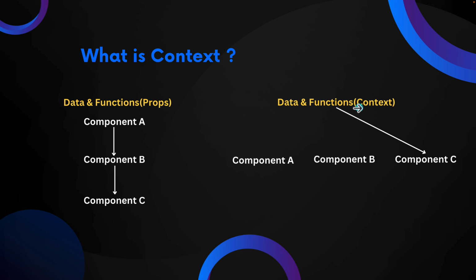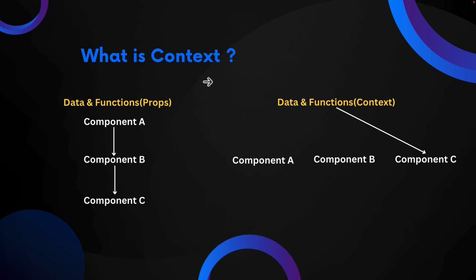So we need a solution to this prop drilling problem, and that solution is to create a context. In the case of context, we create data and functions in one of the components, and we pass them to a context. Whenever some other component requires that data and those functions, we don't have to pass them from one component to another, but instead we can directly access that context anywhere inside any component. For example, if we have components A, B, and C, and component C requires that set of data and functions, then component C can access them by making use of the context.